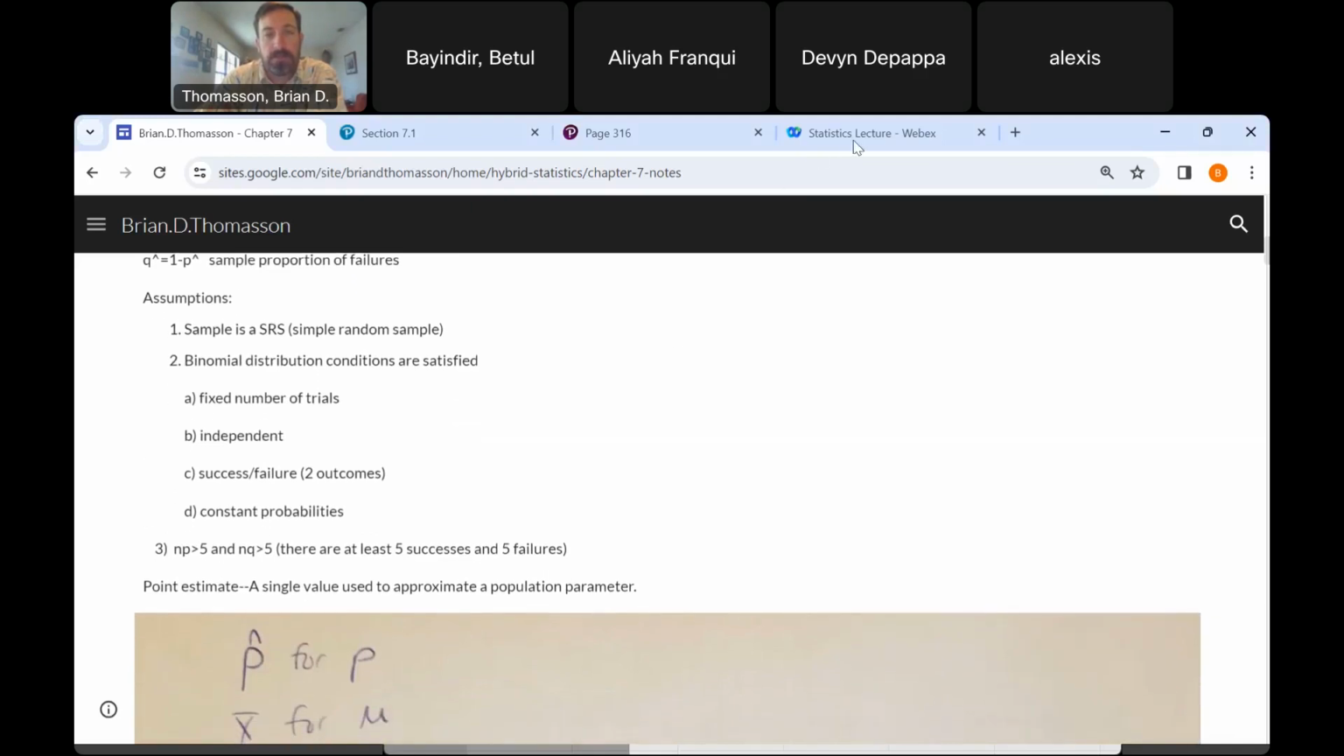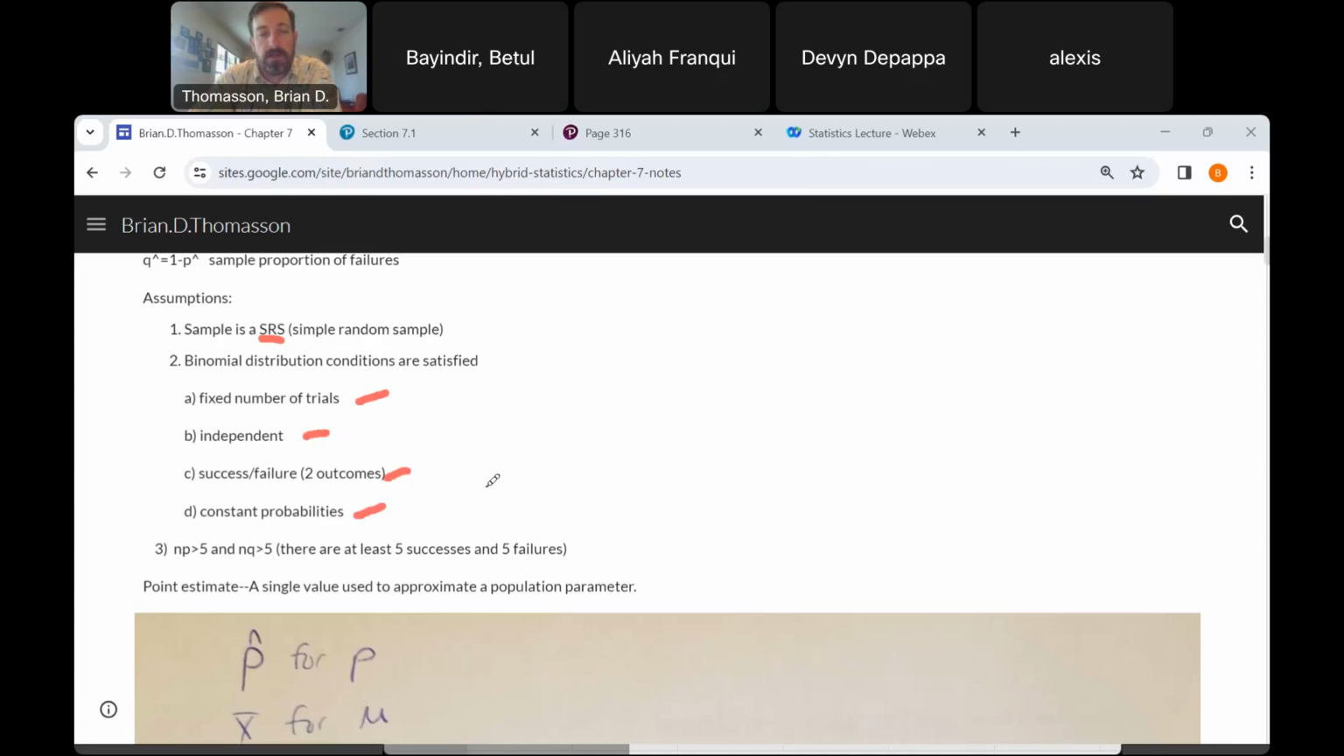We also have some of the assumptions that we saw in chapter 5, along with a couple others here. We have an SRS, a simple random sample. We always have to randomly select our participants. Then our binomial distribution conditions: a fixed number of trials, independent, meaning one outcome does not affect the outcome of the next one, 2 different outcomes, generally called success and failure, and constant probabilities. The third assumption is that we have to have at least 5 successes and 5 failures in our trial.